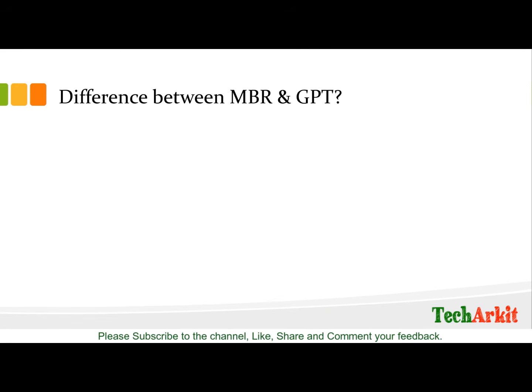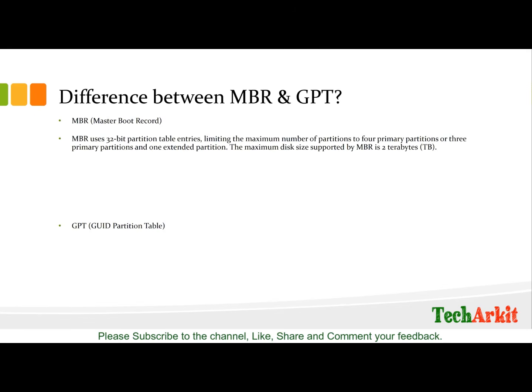Difference between MBR and GPT. What is the major difference between MBR and GPT and how can we differentiate them? MBR stands for Master Boot Record. GPT stands for GUID Partition Table. MBR uses 32-bit partition table entries, limiting the maximum number of partitions to 4 primary partitions, or 3 primary partitions and 1 extended partition. The maximum disk size supported for MBR is 2 terabytes. You cannot go beyond 2 terabytes.